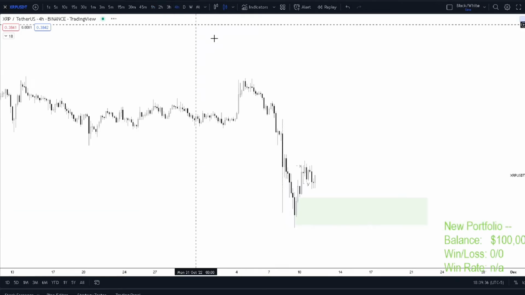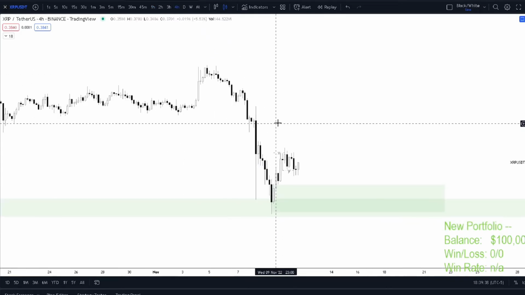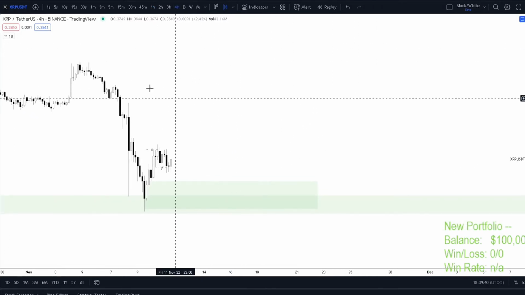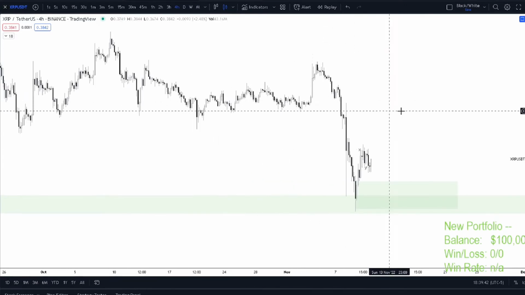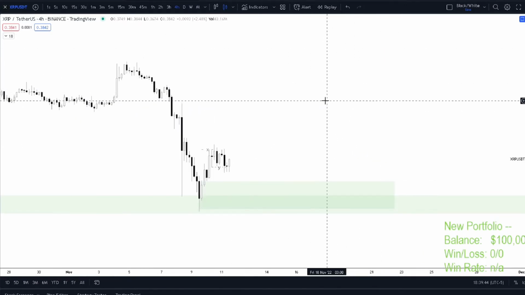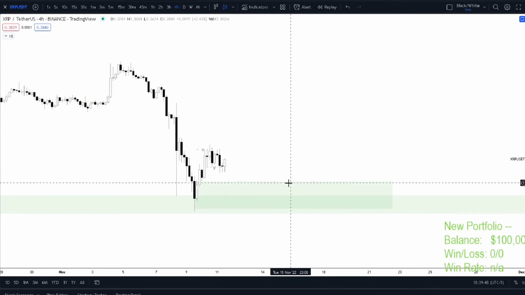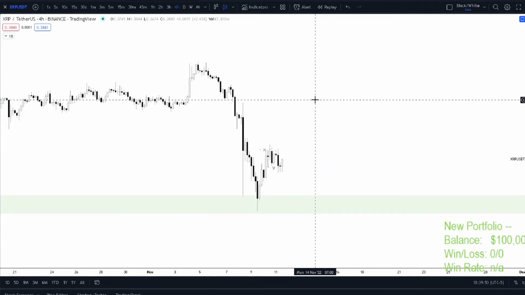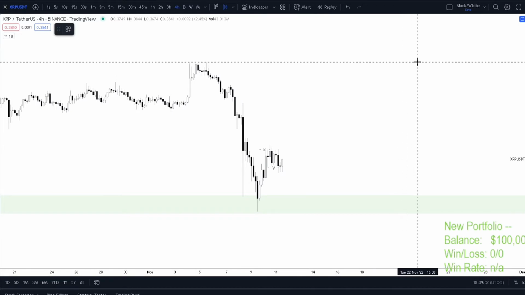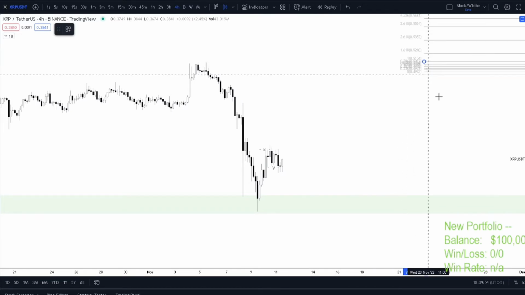So go back to the 4 hour and find some other confluences. Let's do this. I'm going to try to set up a short trade more than anything here. So let's find some areas of confluence for an entry for a short.